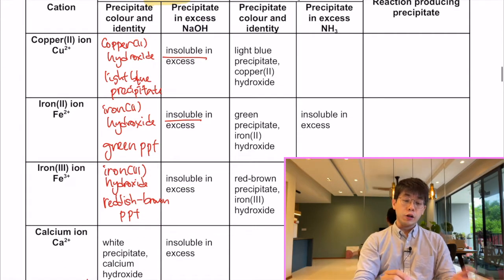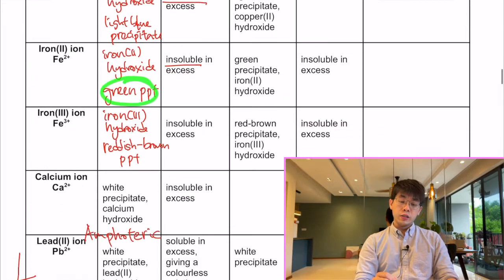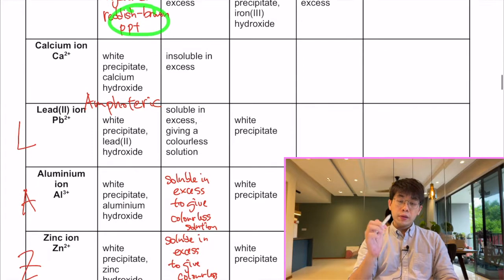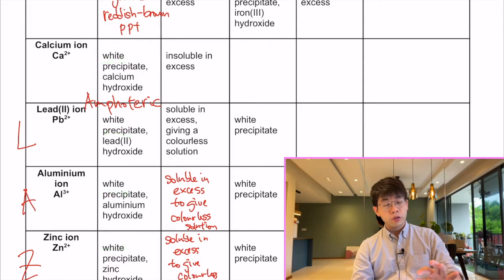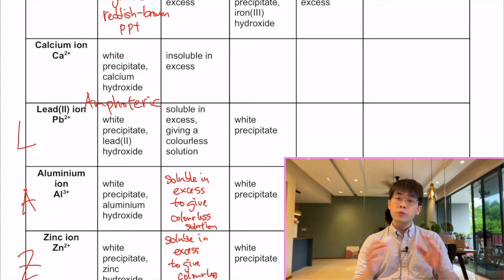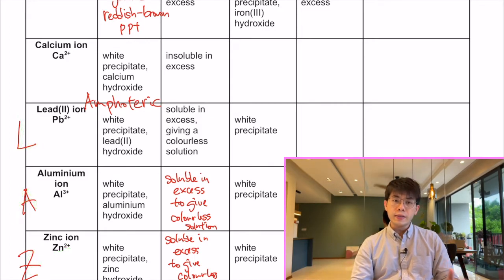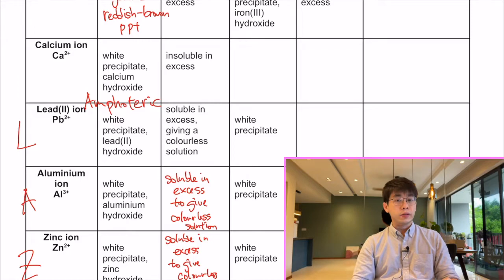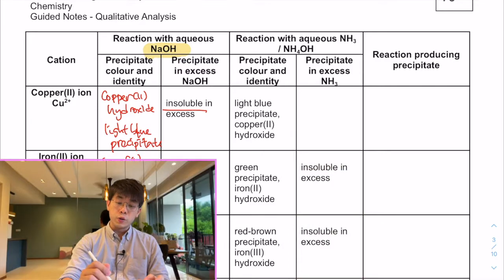We learned that copper 2 ion is for light blue precipitate, iron 2 green, iron 3 reddish brown. Calcium, lead, aluminum, and zinc, they are all white, white, white, white. But calcium hydroxide, because it is a basic hydroxide, will not dissolve. However, our LAZ, because our LAZ, right, is amphoteric, it will dissolve in excess sodium hydroxide. So therefore, it is very hard for us to test for lead ions, aluminum ions, or zinc ions using sodium hydroxide. So we need to use our next one, which is our aqueous ammonia.